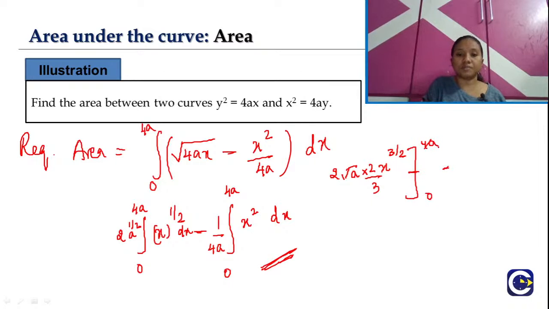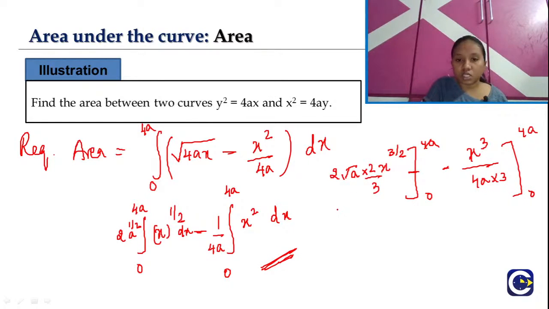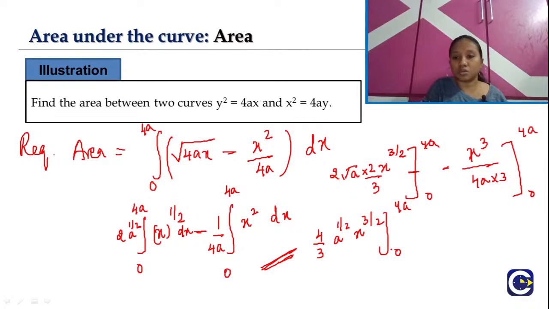And minus here 1 by 4a. This will be x cube by 3. Same thing, 0 to 4a here. Right, so here it will be 4 by 3, a power 1 by 2, x power 3 by 2, from 0 to 4a. Minus here it will be x cube by 12a. So that will be our simplification. So 4 by 3, a power 1 by 2. So now let's substitute our limits, that is 4a, because even if we substitute 0, it will become 0.